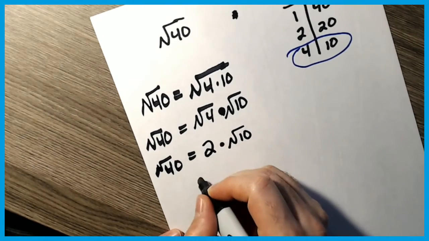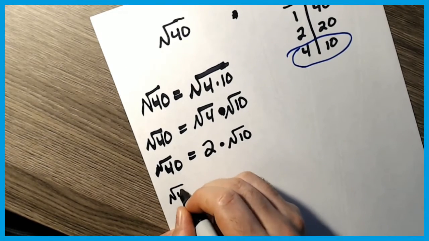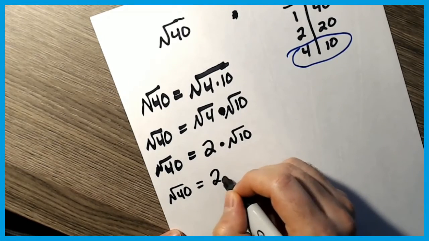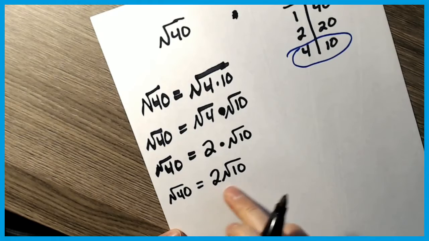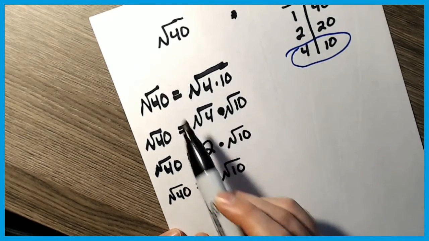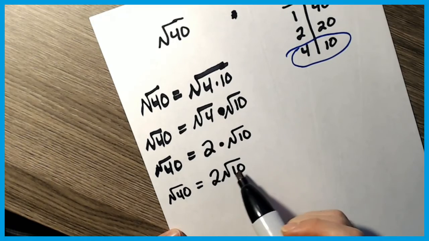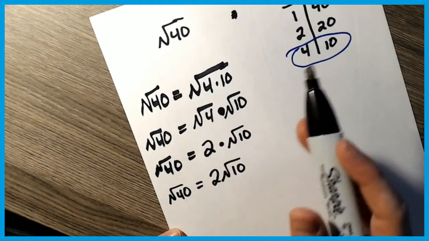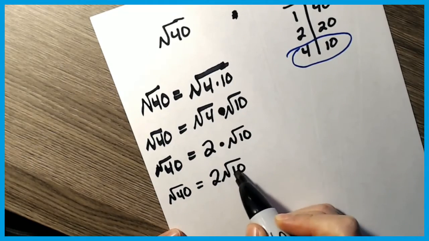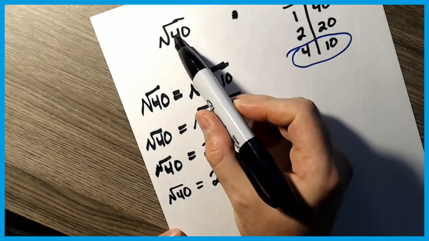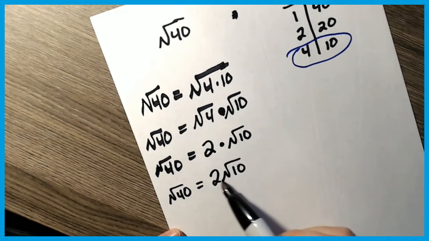And now to finalize this, we'll have the square root of 40 equals, and we can drop that multiplication sign, because when you write this, it's understood that you mean that you're multiplying. So now, instead of having square root of 40, that's actually the same thing as having 2 square roots of 10, or 2 times square root of 10. If you put this in a calculator and you get a decimal, you put this in the calculator, you get the same decimal.